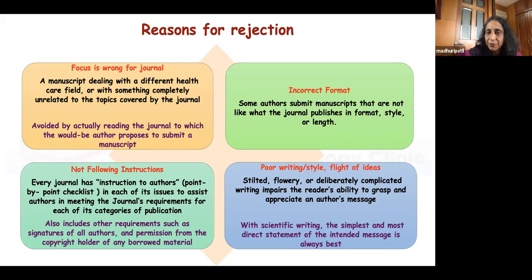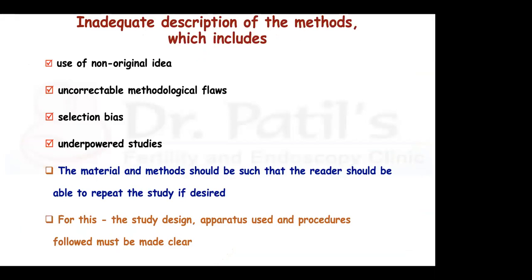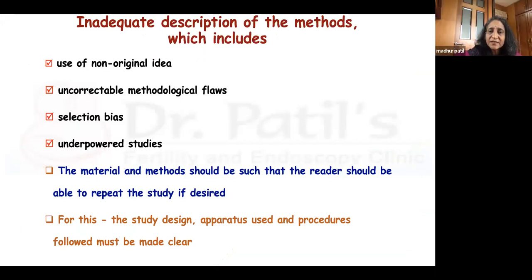Complicated writing impairs the reader's ability to grasp and appreciate an author's message. And therefore, it's important that with scientific writing, the simplest and the most direct statements of the intended message should be made. Then there could be inadequate description of the methods being used, wherein it's not an original idea, uncorrectable methodological flaws, selection bias, unpowered studies, and the material and methods should be such that the reader should be able to repeat the study if desired.